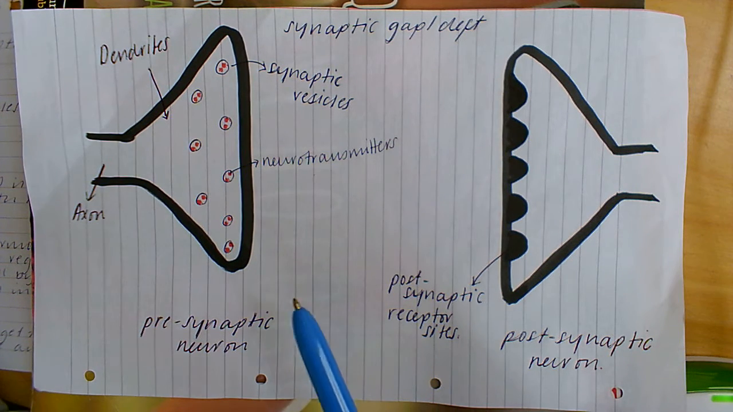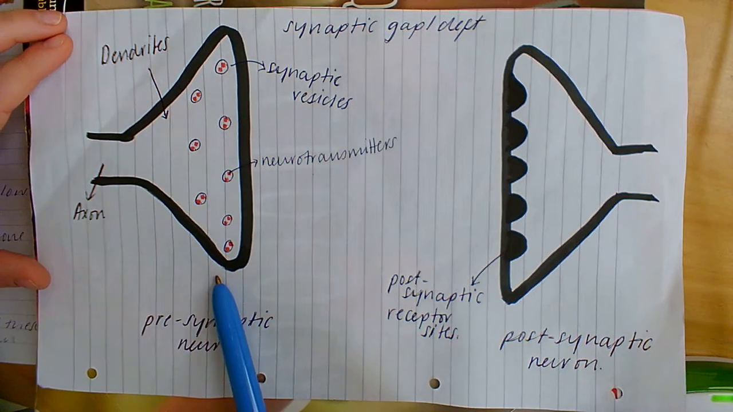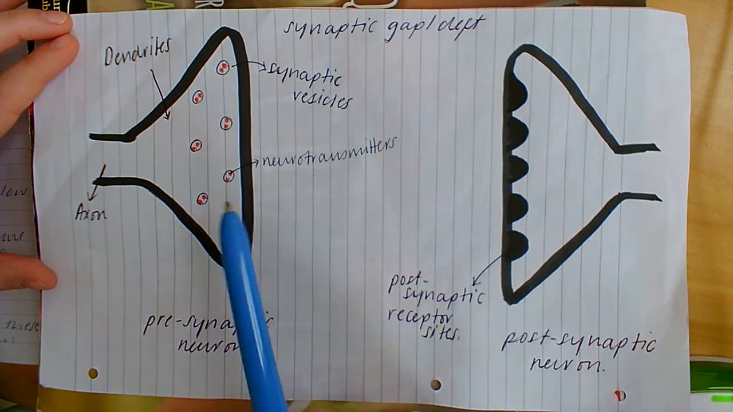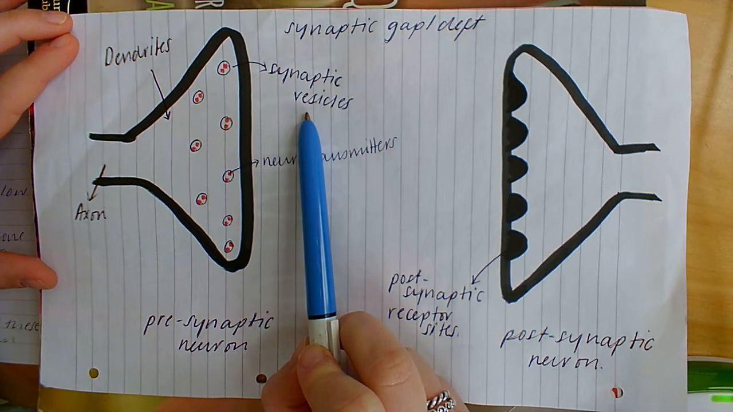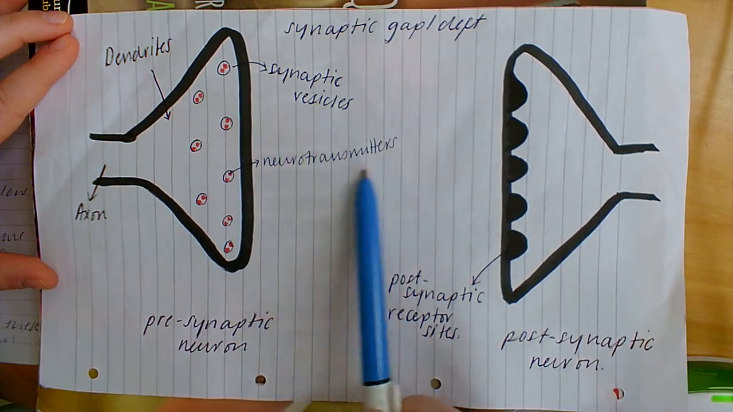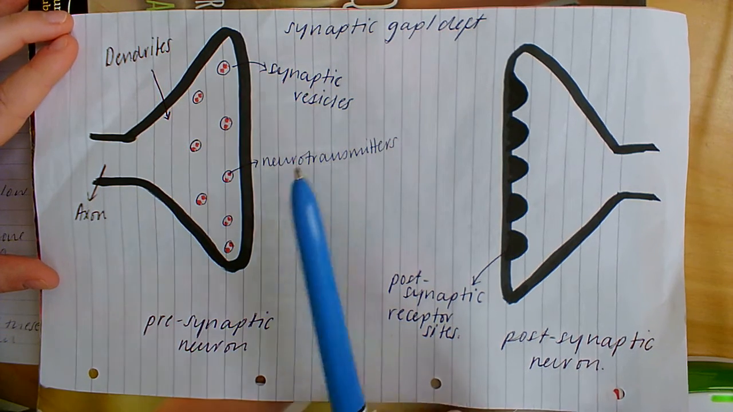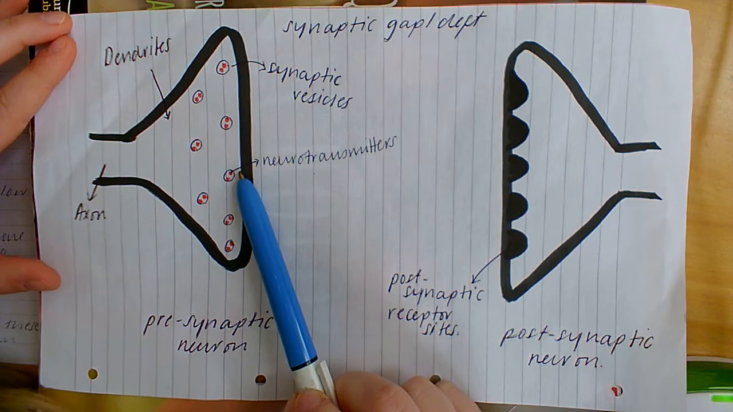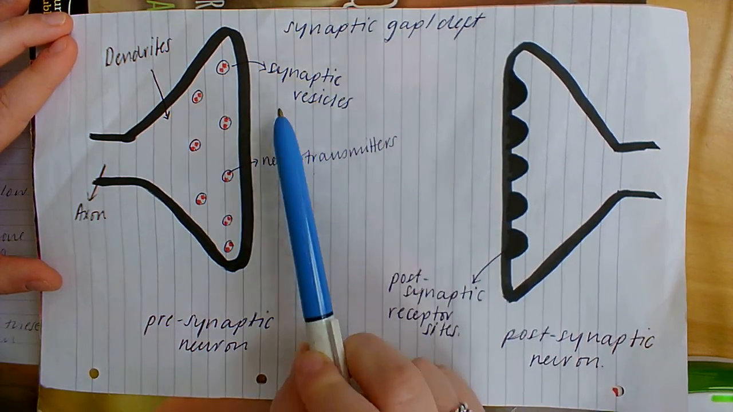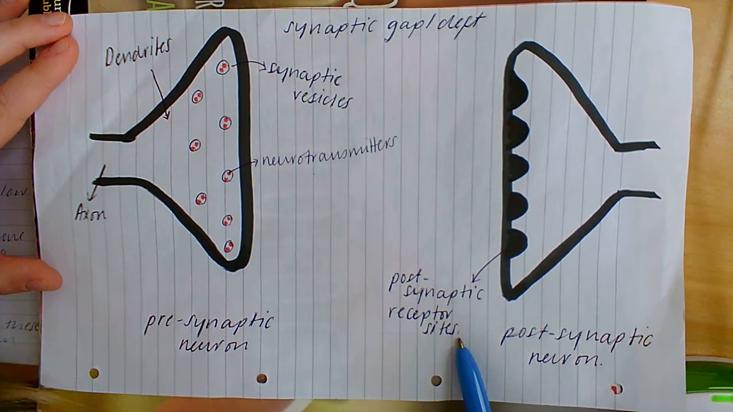Okay, so let's just begin by refreshing ourselves on what synaptic transmission looks like. On my left here we have our presynaptic neuron. Inside of our presynaptic neuron we have synaptic vesicles. Inside of these vesicles are neurotransmitters, which is how chemical messages are sent. These neurotransmitters pass through the synaptic gap, or cleft if you're feeling fancy, and are then absorbed into what we refer to as the postsynaptic receptor sites.